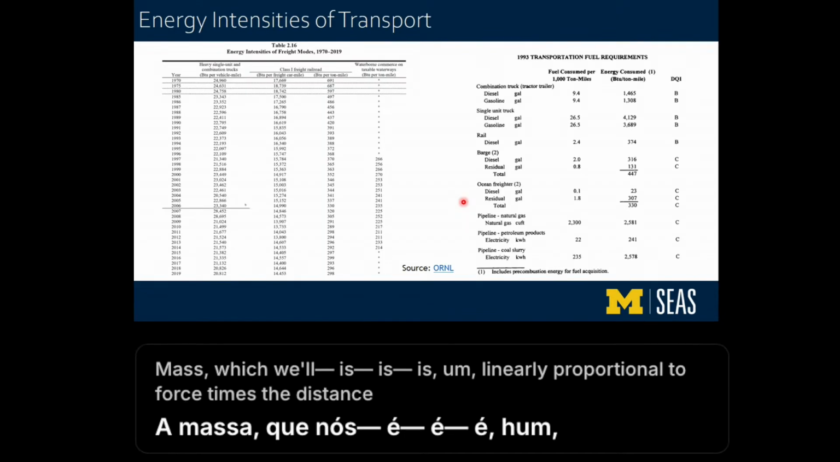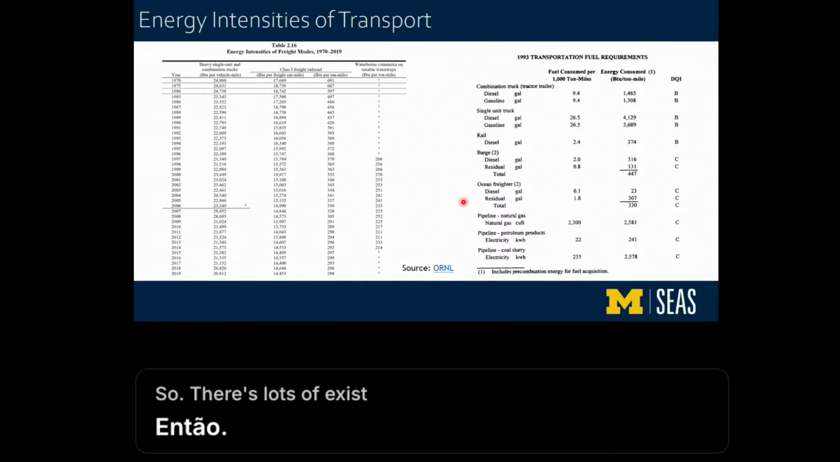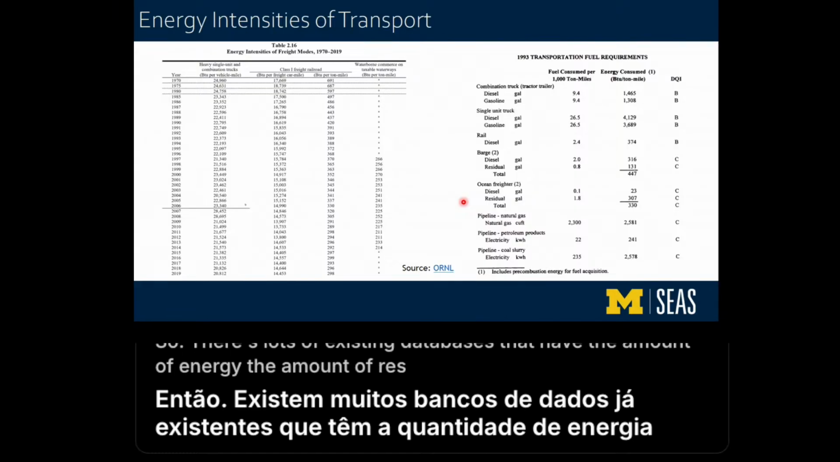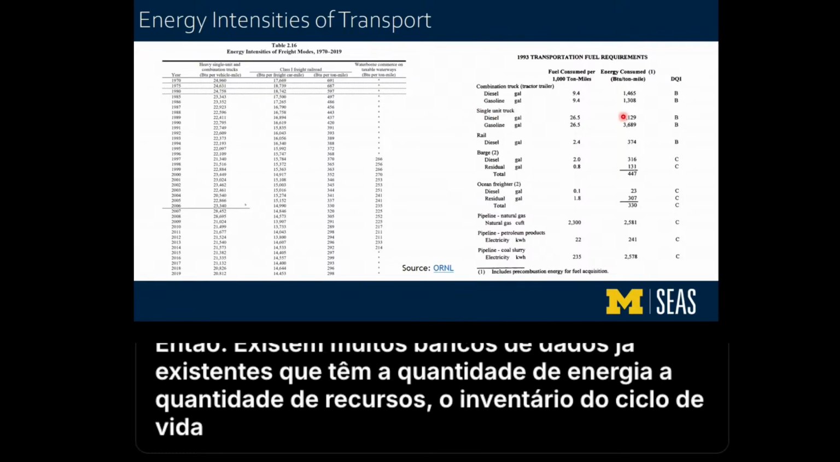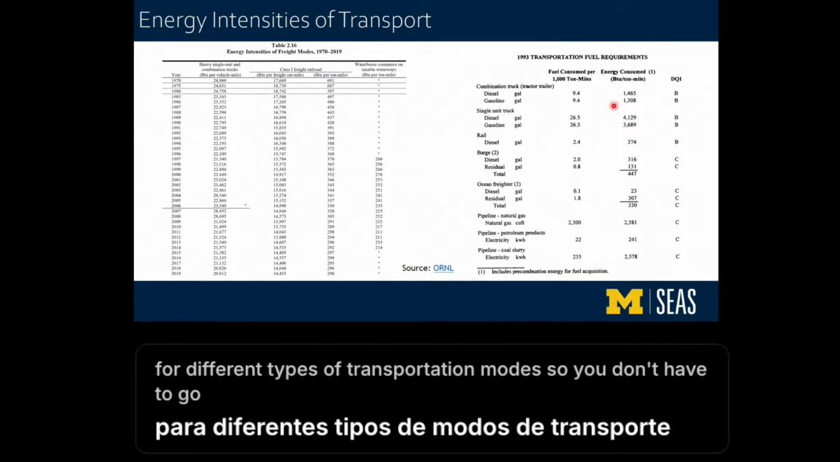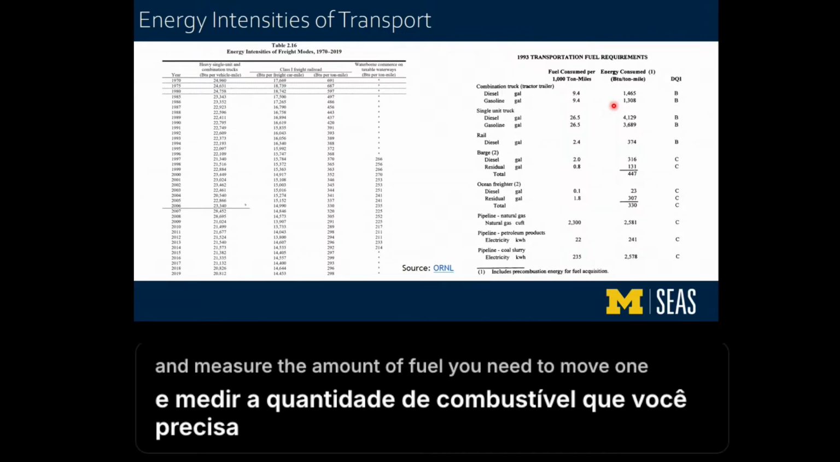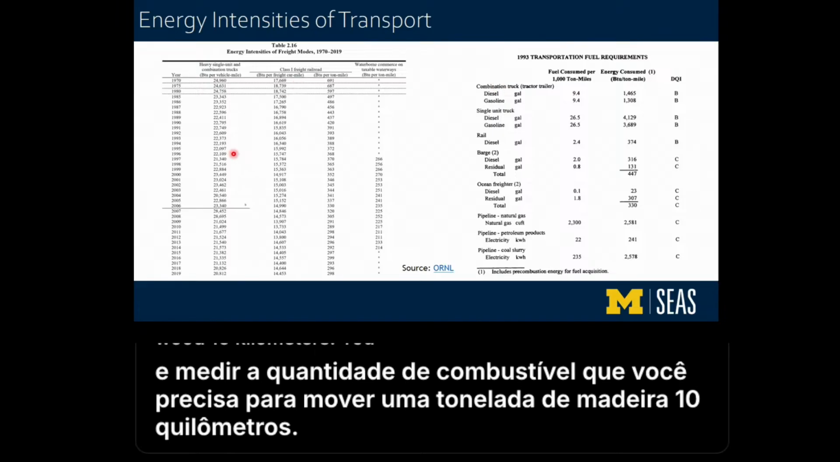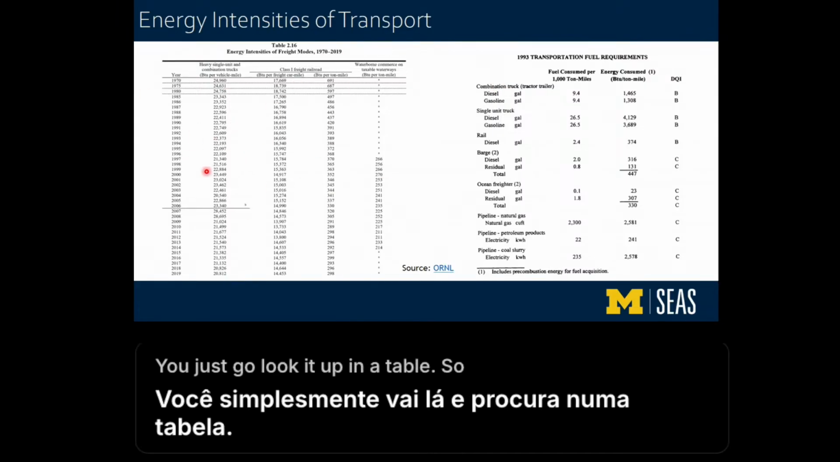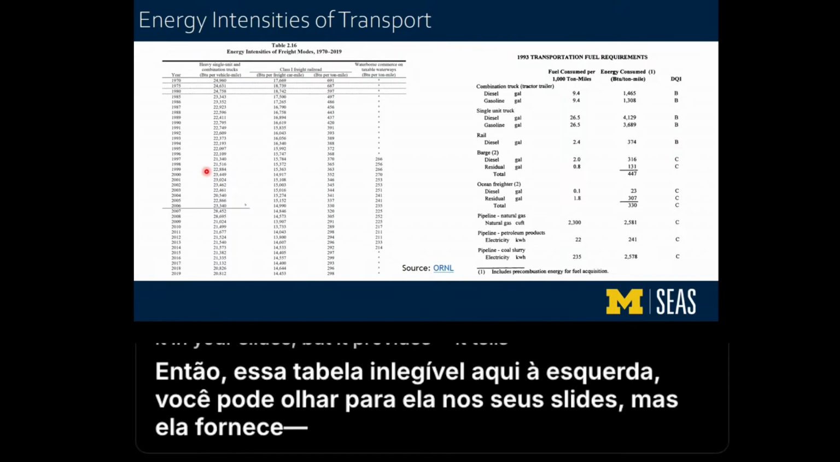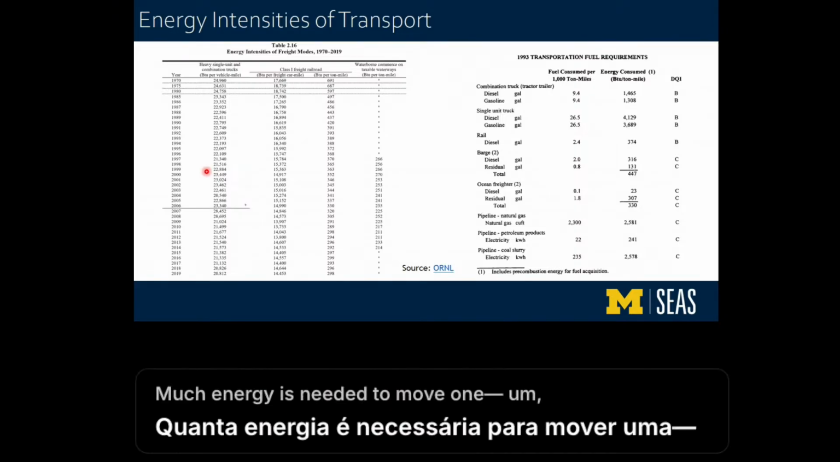So there's lots of existing databases that have the amount of energy, the amount of resources, the life cycle inventory for different types of transportation modes. So you don't have to go out and measure the amount of fuel you need to move 1 ton of wood 10 kilometers. You just go look it up in a table. So this unreadable table over here on the left, you can look at it in your slides, but it tells you how much energy is needed to move 1 ton of freight 1 mile.